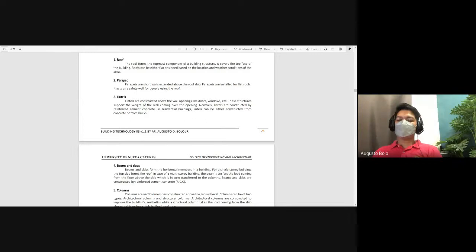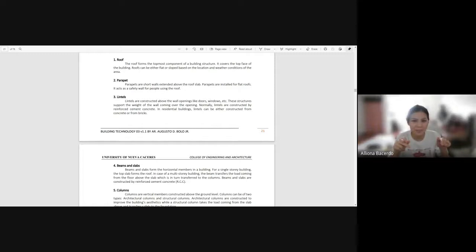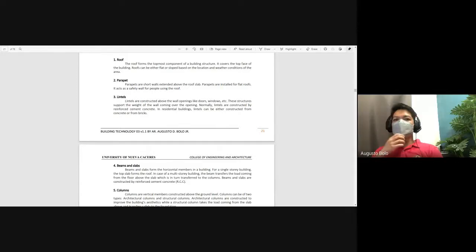Okay, thank you, Hazel. So, sino yung may clarification? Sino yung hindi alam yung lintel? Do you know what is lintel? Alam naman. Door jamb. Jamb ba yun? Like the door jamb, sir? Okay. Ornamental jamb or something.